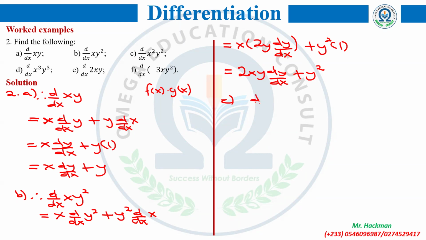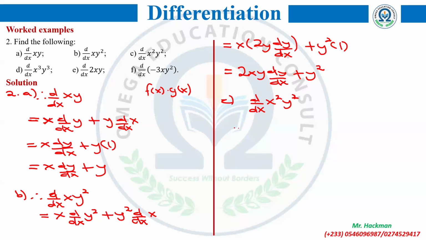We are finding d dx of x squared y squared. What is its basic meaning? Not xy all squared. The basic meaning: x squared times y squared. I'm looking at the meaning. So once we said x squared times y squared, it means the product of x squared and y squared. So product rule.